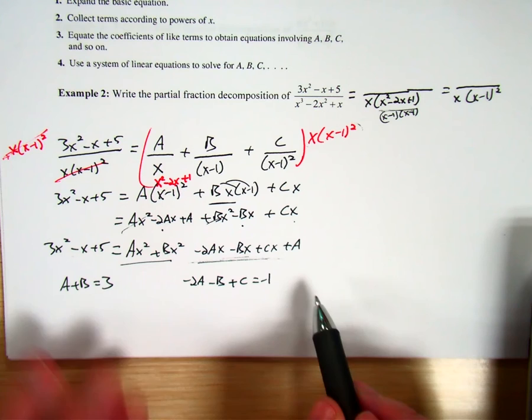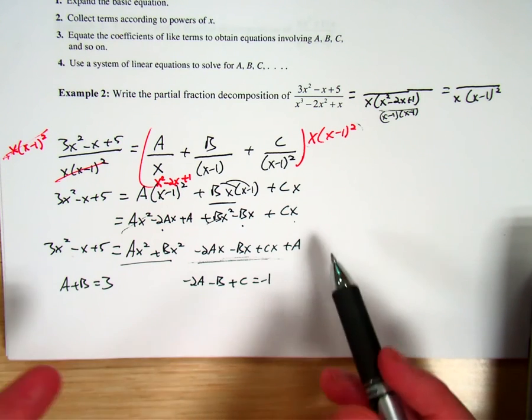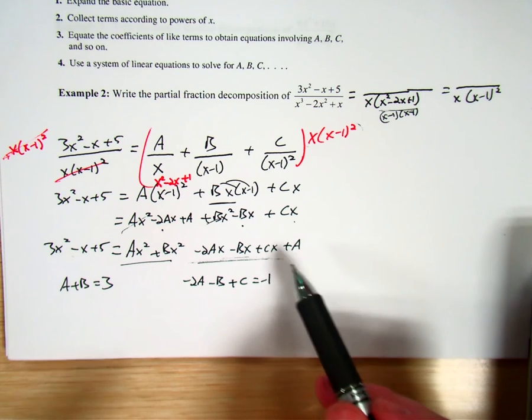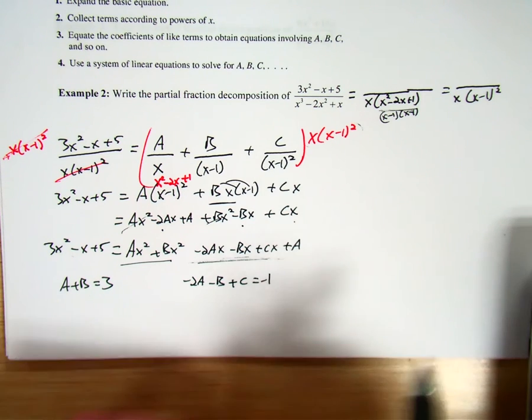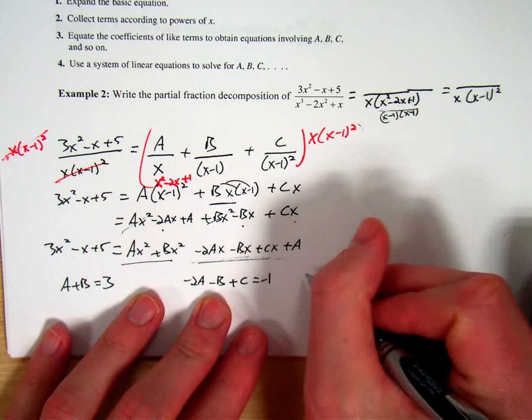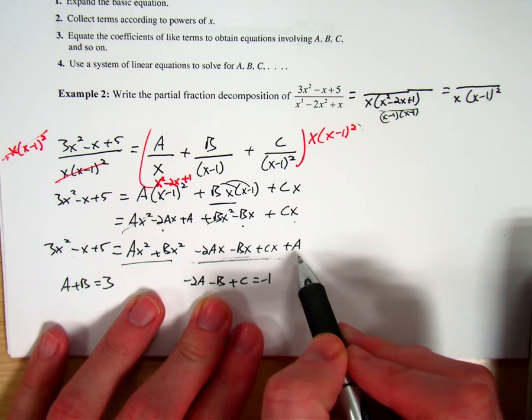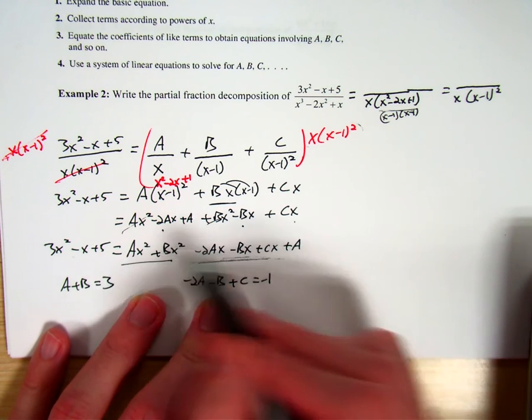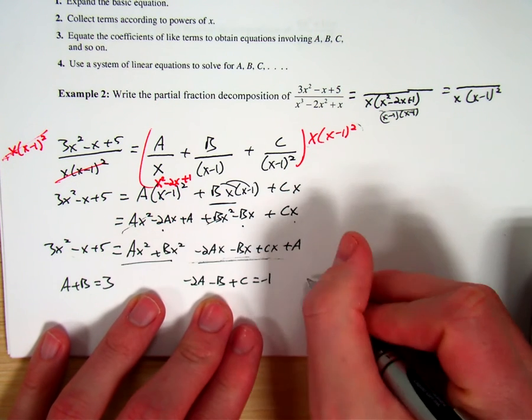And then our last spot, usually they're going to have one that's pretty easy for you, or it's going to be like up there where you can just substitute pretty quickly. Our last spot, our constant spot, our no x spot, we just have a that has to match up with 5. So a equals 5.